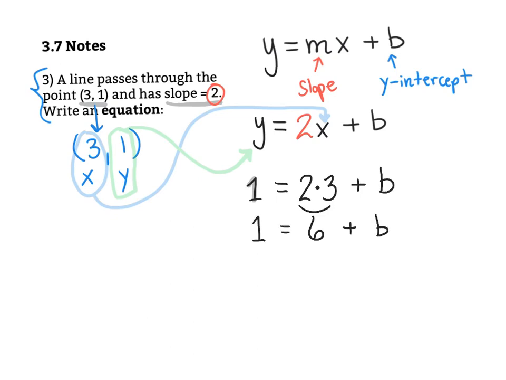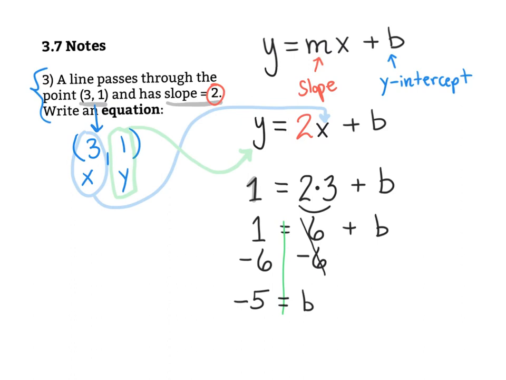At this point in time, I have a really simple one-step equation. b is the only variable that I don't know in this problem. And so if I'm trying to isolate b to identify what its value is, I would undo the plus 6 that's happening to it. The inverse of plus 6 would be to subtract 6 from both sides. b is now equal to 1 minus 6, which is negative 5.